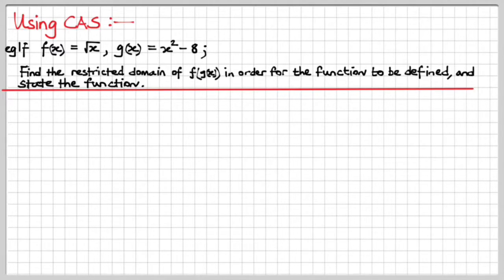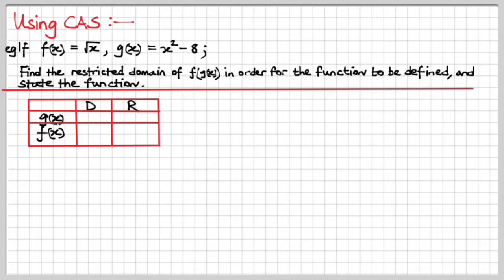And so finally we've got one final example with a little bit of CAS at the end, okay? And then we've done it. So we've got f of x equals root x, and g of x equals x squared minus 8. We have to find the restricted domain of f of g of x, that's fog, in order for the function to be defined, and we have to state the function. Well, it shouldn't be too hard now that we know what to do.